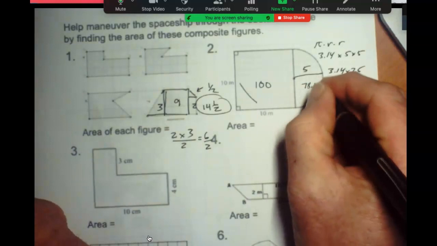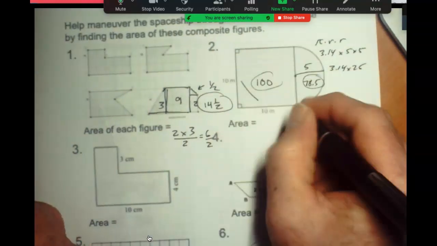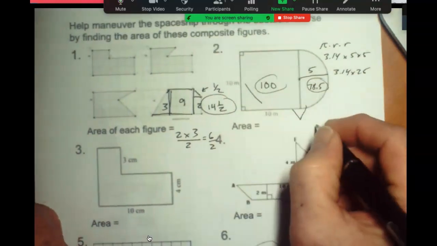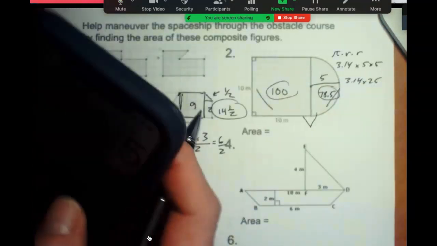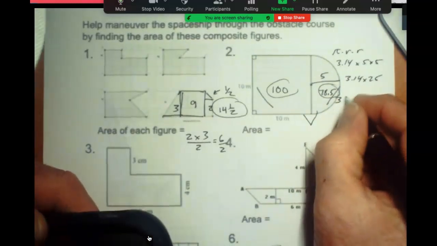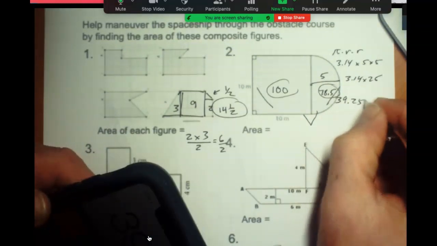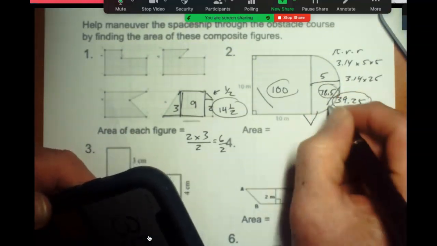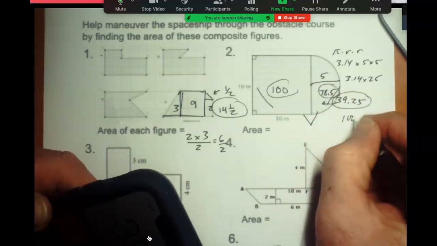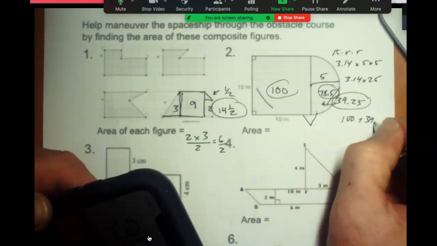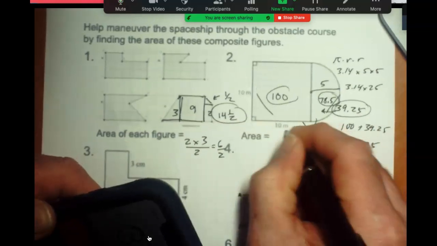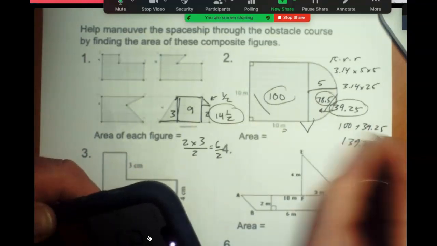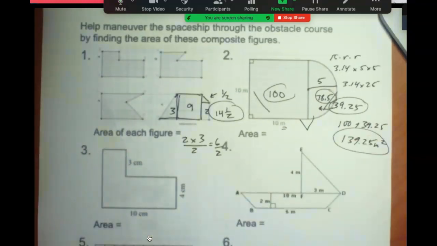So this is 78.5. So together, these two areas, that would actually be for a whole circle. I'm sorry, I have to divide that by 2. Divide that by 2. So I've got 39.25. So this area here is 39.25, and I have 100 plus 39.25, or 139.25 meters squared. Okay.